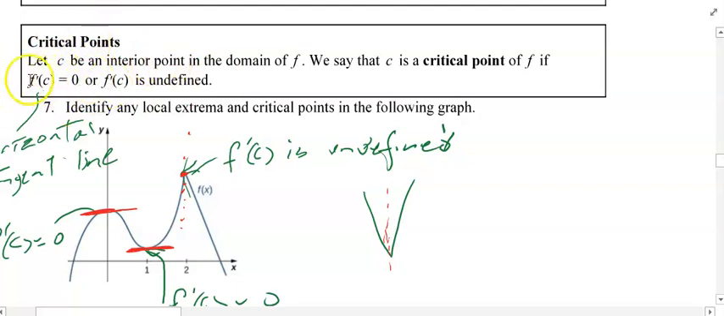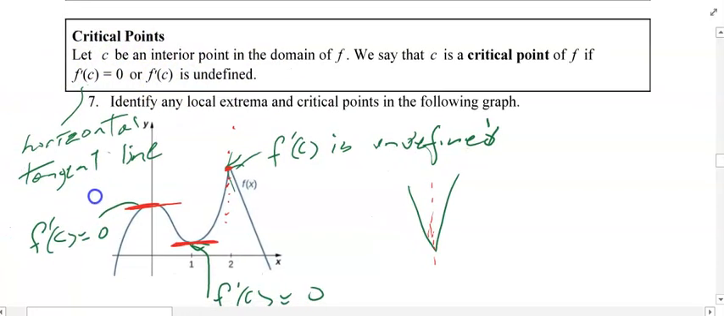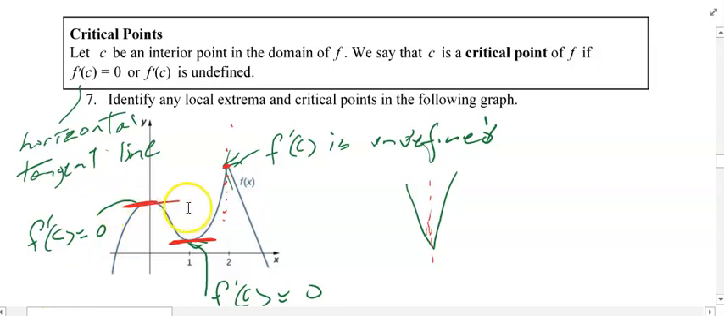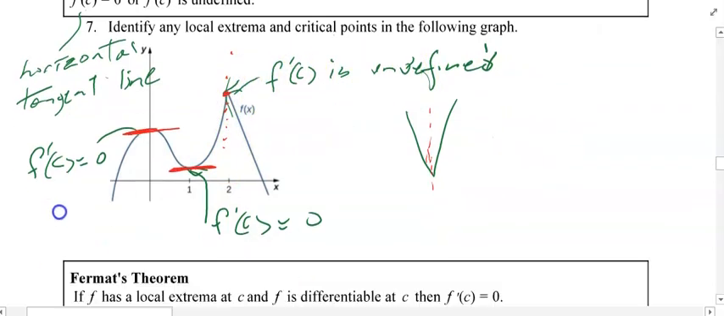So that is if your first derivative is equal to 0. On a graph, that would look like a maximum or minimum, where your tangent line will be horizontal. So in these two places, f prime of C is equal to 0, the maximum and the minimum. But where there is a sharp turn in your graph, your f prime of C is undefined.